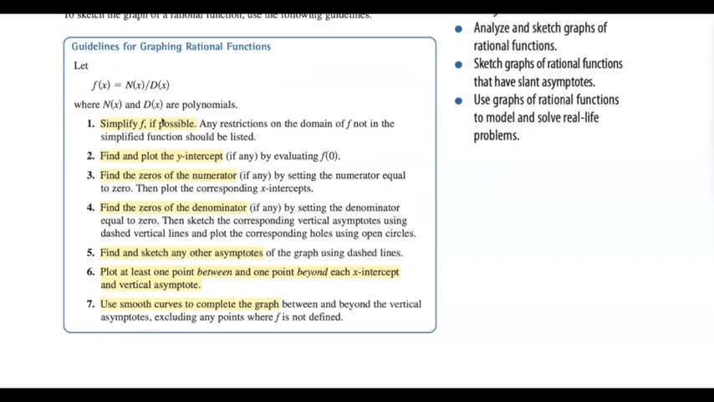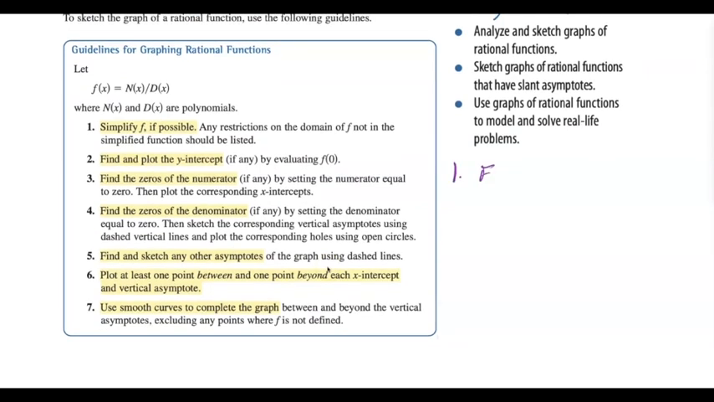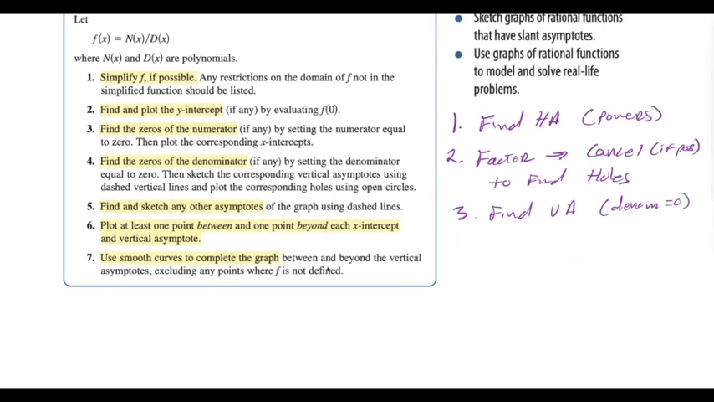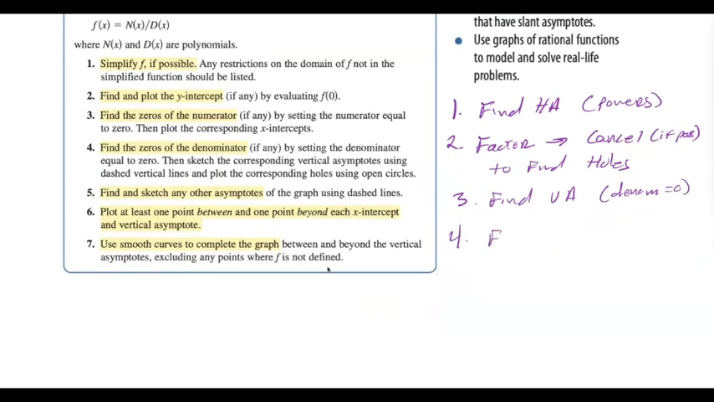Now, how do we graph it? I'm going to tell you right now. Step 1, find the horizontal asymptote. Step 2, factor, because you want to cancel, if possible, to find holes. Step 3, we're going to find the vertical asymptote. Remember the way we do that? We set the denominator equal to 0. Remember, this is just powers. Step 4, we're going to find the x and y-intercepts.